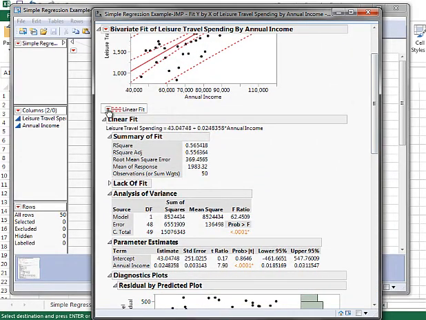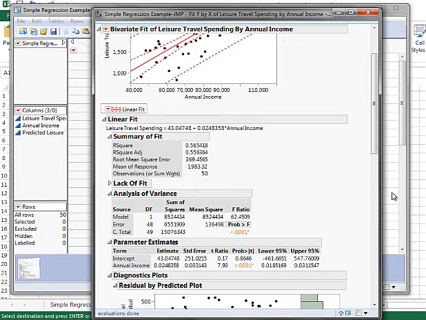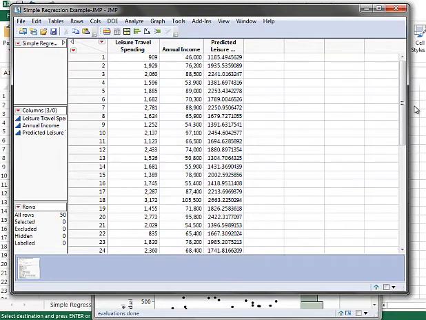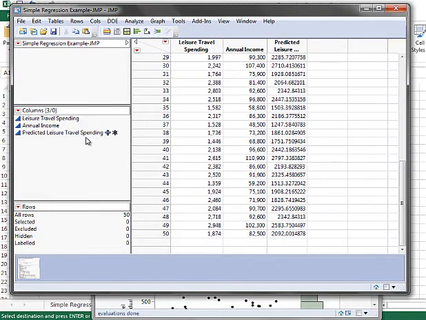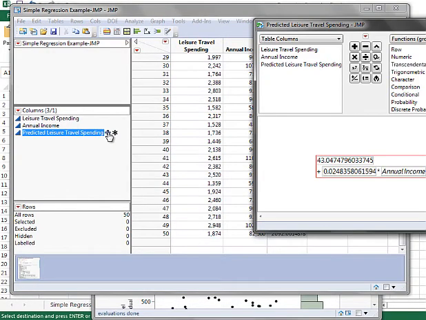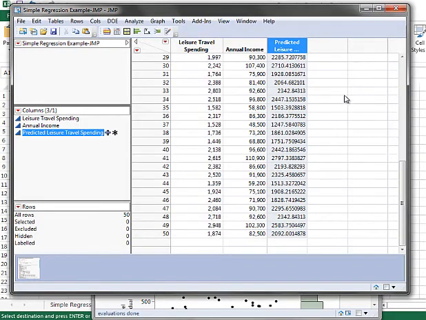We can go back to the Linear Fit drop-down and Save Predicted. It will save a column to our table which contains the prediction formula, or the regression line formula. You can see that field is added. It has a formula, and the formula is the formula of the regression line.